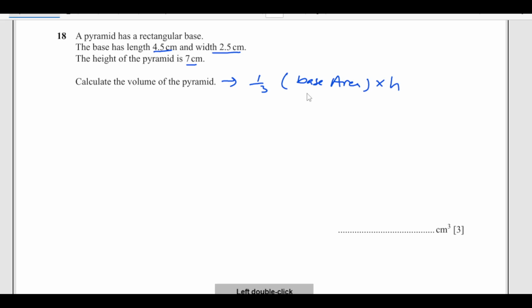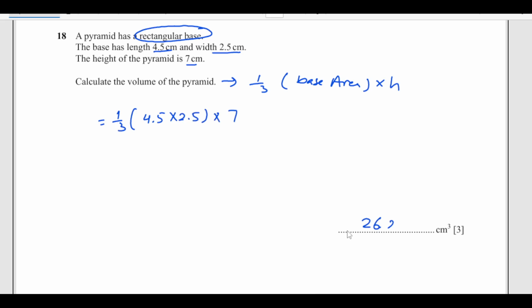So what is the base? The base is rectangular, it says rectangular base. So the volume is going to be 1 over 3 times the base area. The area of a rectangle is length times width, which is 4.5 times 2.5, this is given to us, and the height of the pyramid is 7. So just plug in the values directly and we get here 26.25, right?